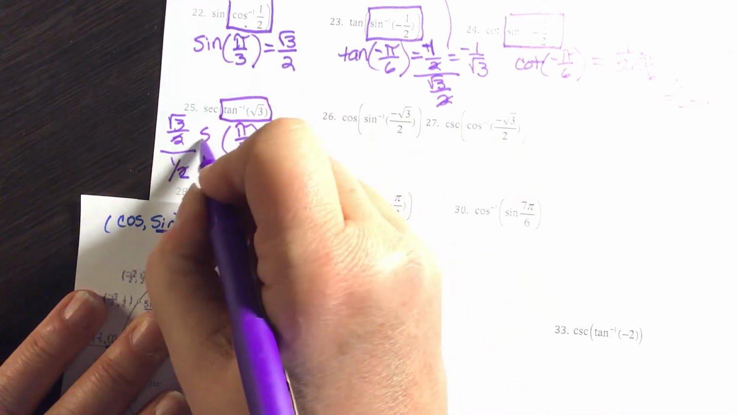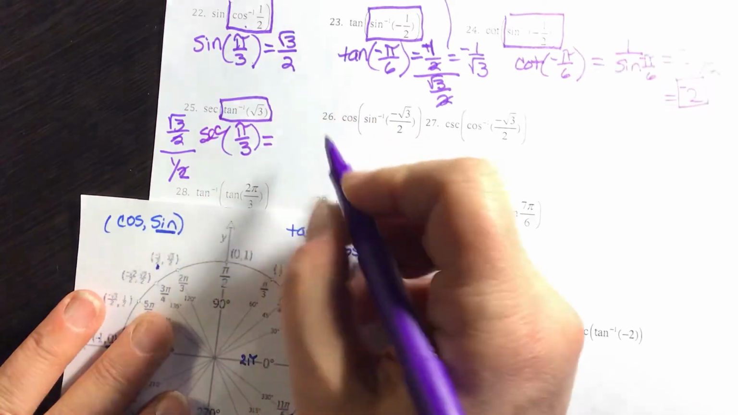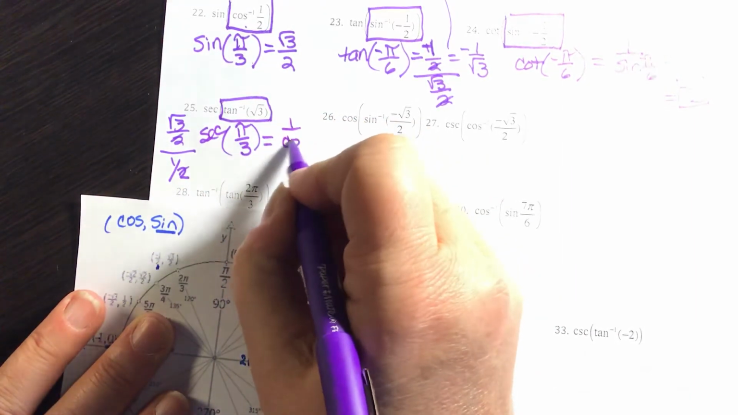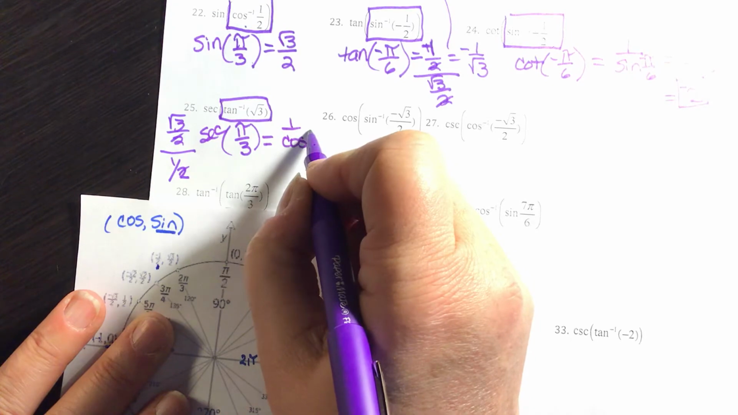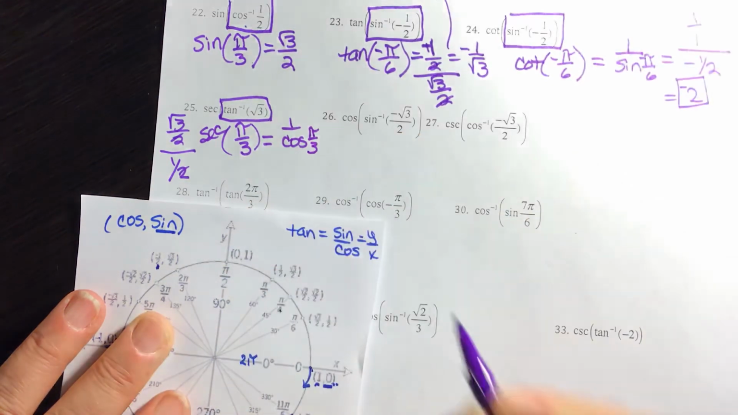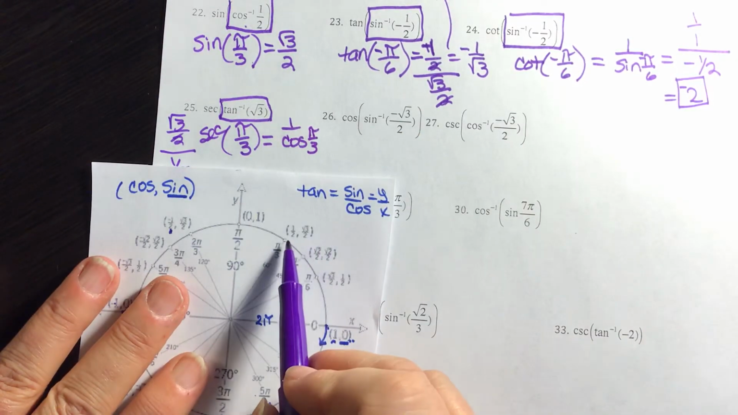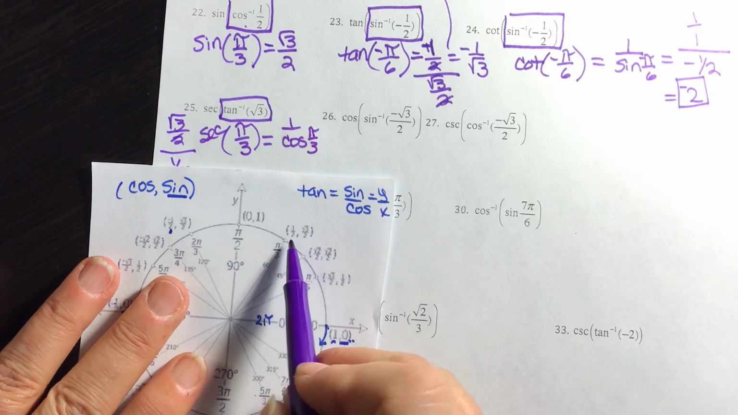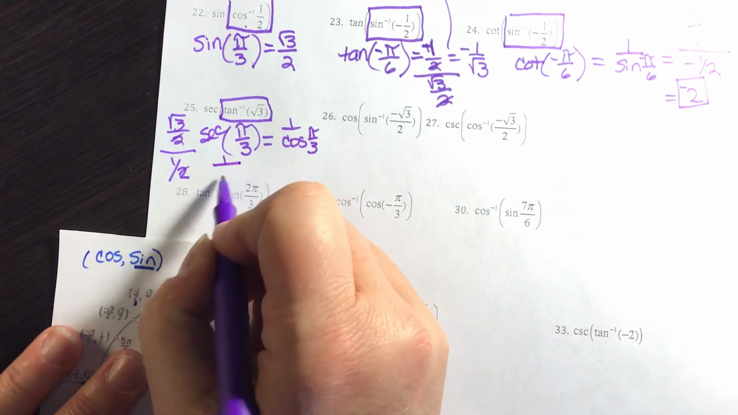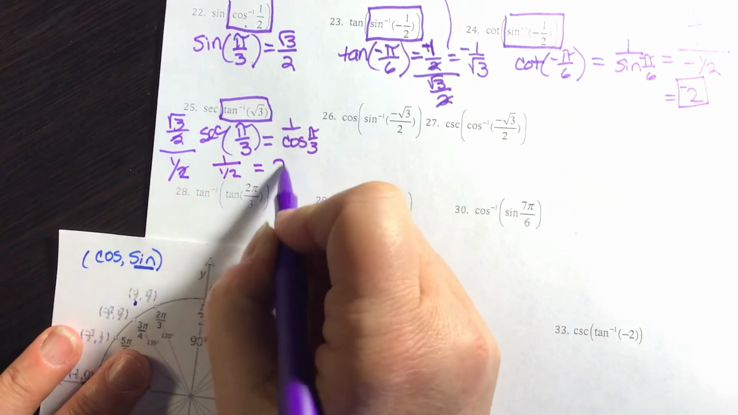And I want the secant of that. Well, secant is 1 over cosine of pi over 3. The cosine of pi over 3 is 1/2. So I have 1 over 1/2, which is 2.